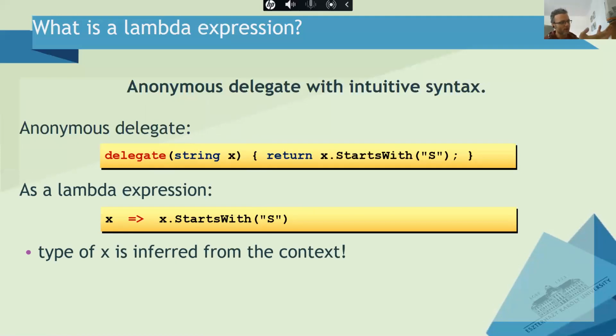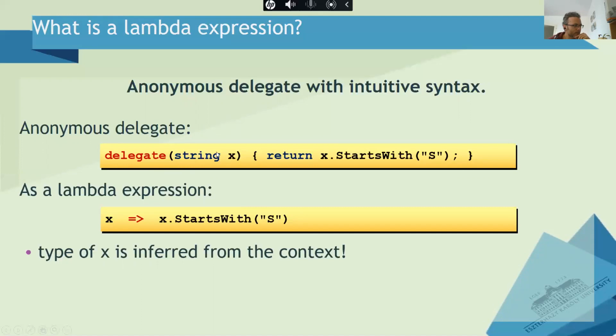Okay, so if you compare those two, you can see that lots of stuff has been removed from the anonymous delegate. Let's start at the beginning. So first of all, the keyword delegate was removed. There is no need for that. Of course, we know that this is a delegate. Why put the keyword there? Let's just remove the keyword.